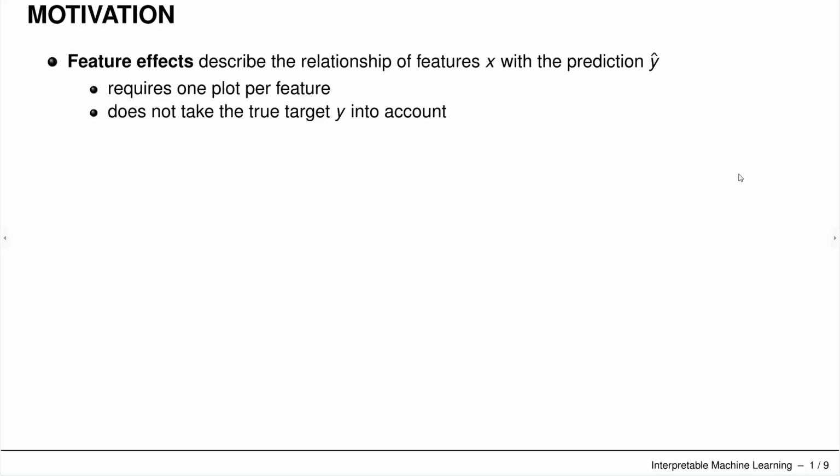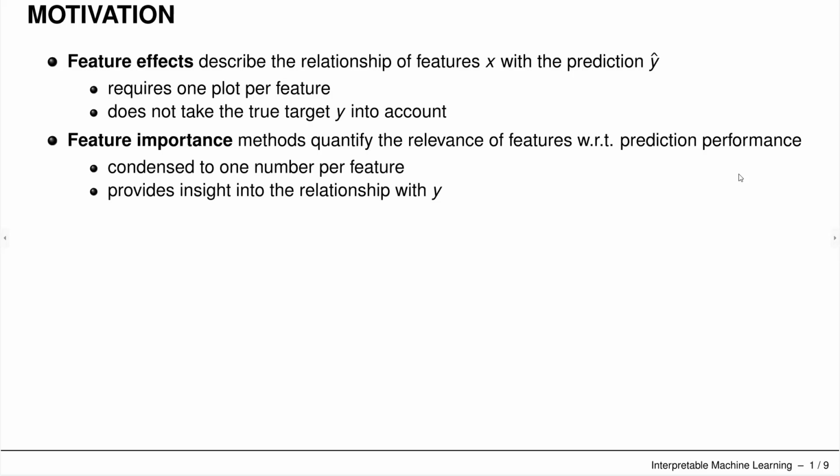So remember that feature effects describe the relationship of features X with the prediction Y hat. This gives us one plot per feature, but it does not take the true target Y into account. On the other hand, feature importance methods quantify the relevance of features with respect to prediction performance. This condenses to one number per feature, and it also provides insights into the relationship with the true target Y.